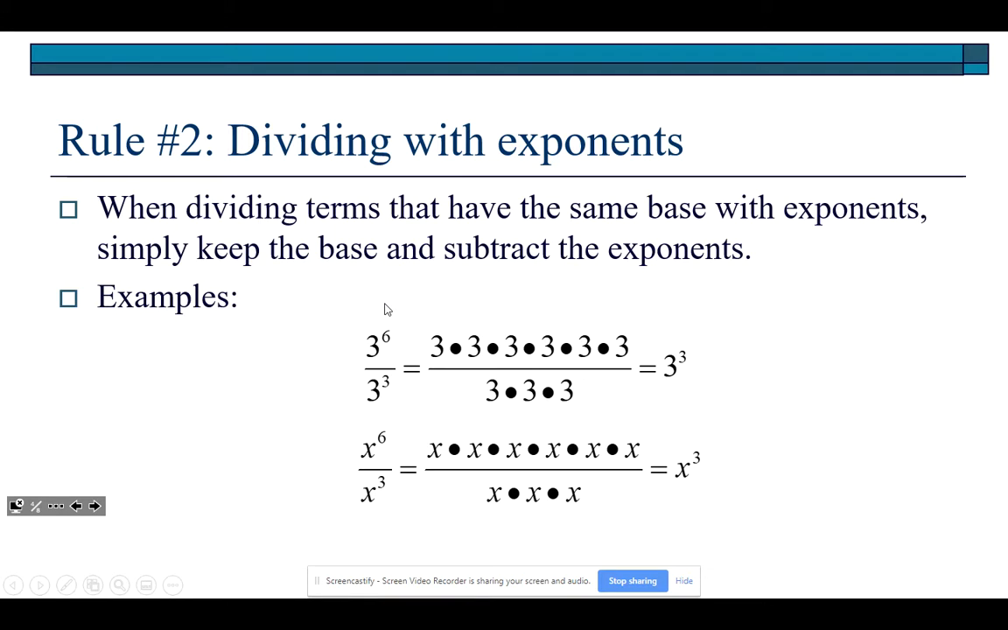Simply, we are going to cancel the first 3 3's. It's the same on the bottom with the x's. The first 3 would also cancel. And we're left with 3 being multiplied together. Again, the elongated form is not necessary when doing your work.